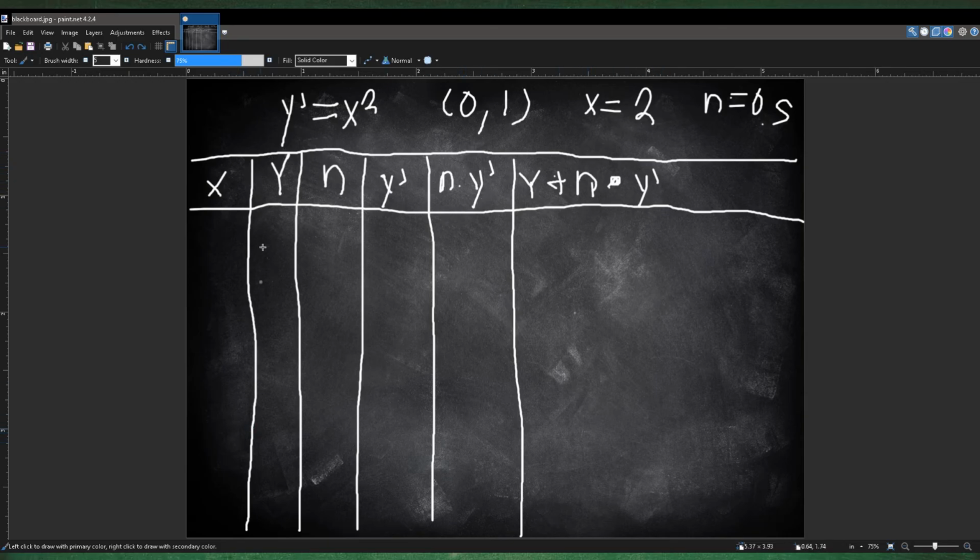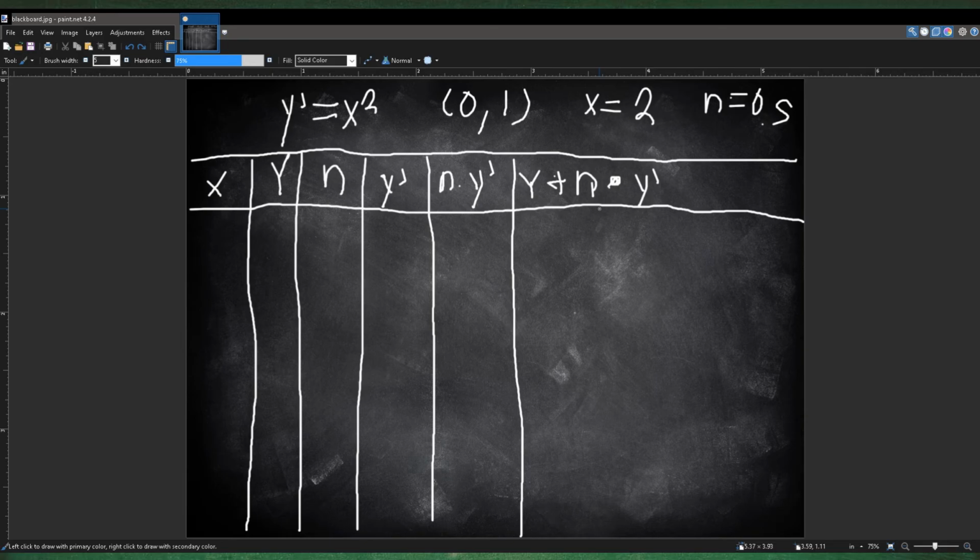So why do I do that? Well, basically, x and y is going to keep track of what your coordinates are. Your n is going to keep track of your step size. Your derivative of y is going to change because your x is going to change, right? And then you're going to have your really small changes, which is n times derivative of y. So these are also going to change. And then you're going to add that new value, and this new value is going to become your new y value.